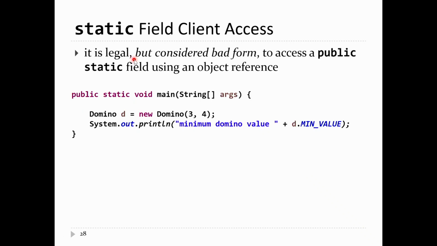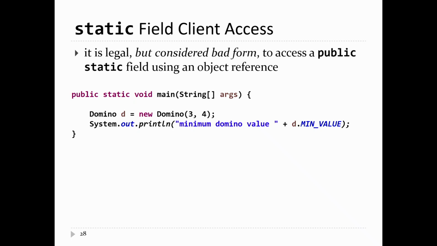You should not do that. The reason you shouldn't do this is because when another Java programmer comes along and looks at your code, they see object reference dot something. So the other programmer is going to think that min value is a non-static field. In other words, they're going to think every domino has its own min value field, even though in this case, that's not the case.